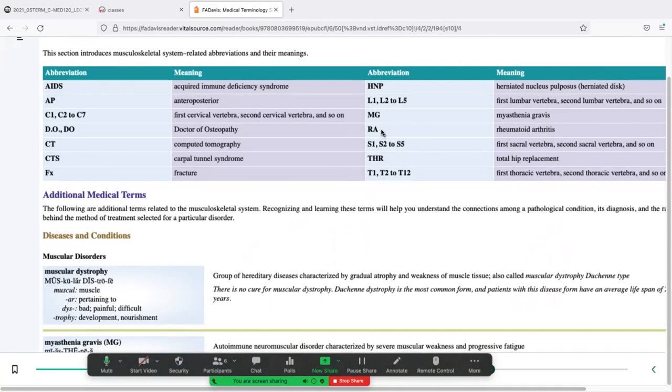MG, myasthenia gravis, never really called that. RA, rheumatoid arthritis, yep, they call it RA. THR, never really called it total hip replacement. But RA, AP, PA, CT, DO, those are common.